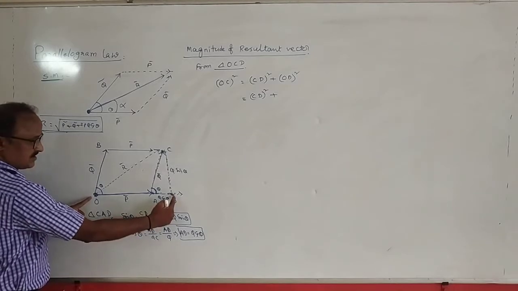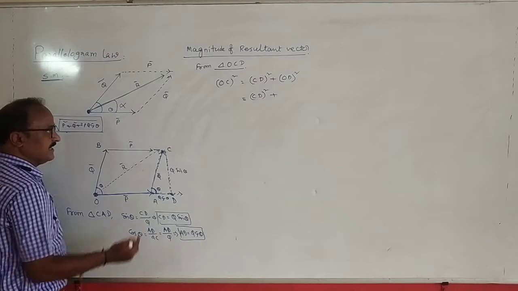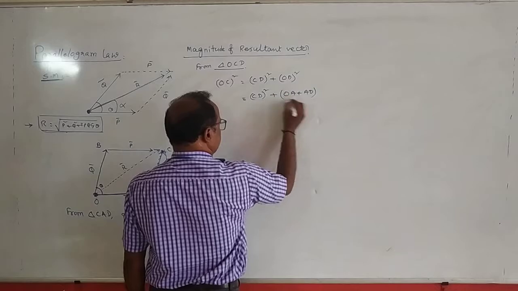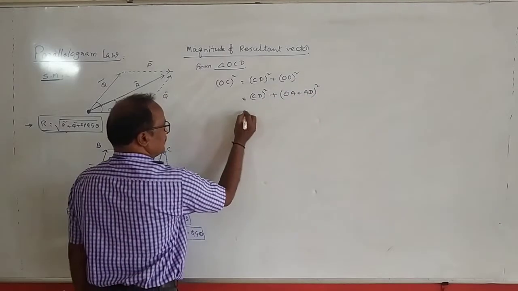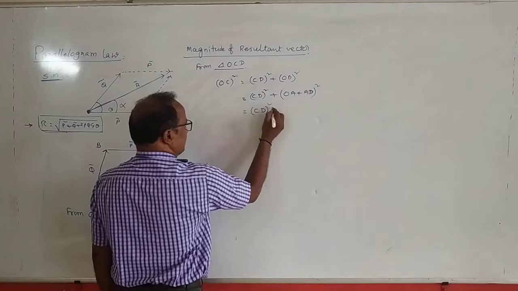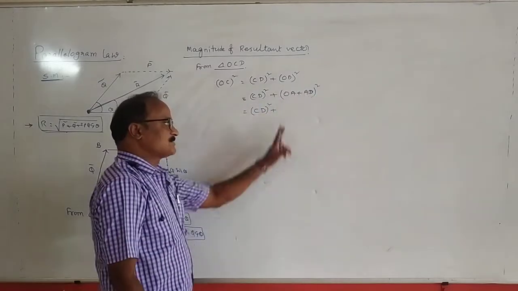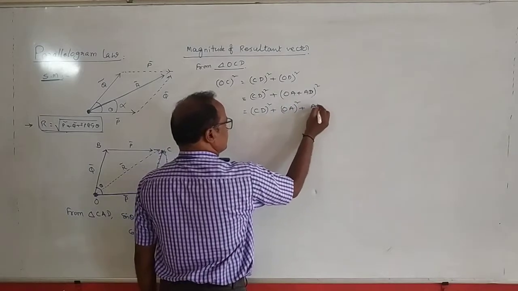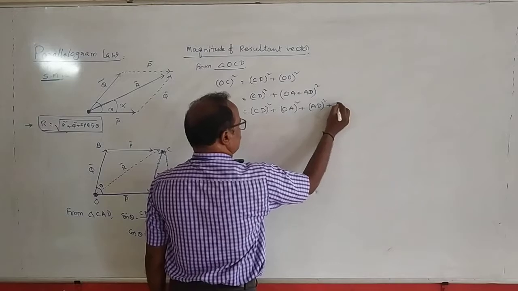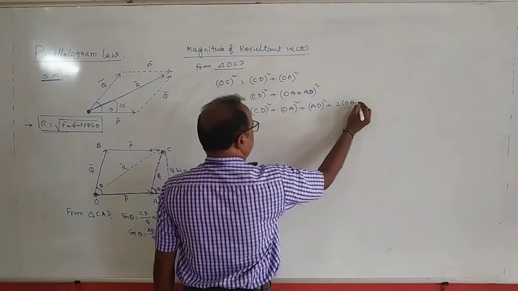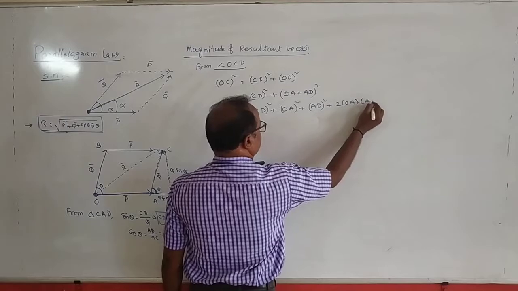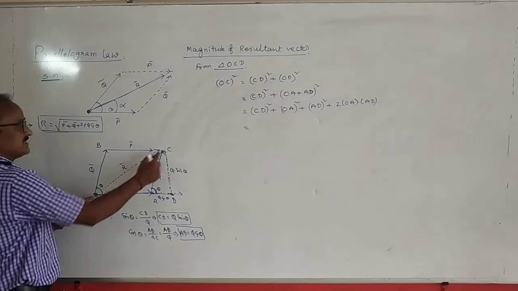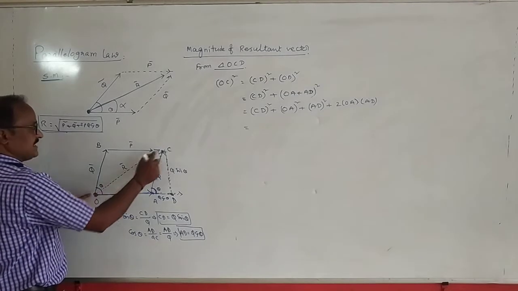OD is the resultant of OA and AD. That means OC square is equal to CD square plus (OA plus AD) whole square. This can be expanded using (A plus B) whole square. That means OA square plus AD square plus 2 OA into AD. See here, what is OC? OC bar is equal to R bar. OC is equal to R.